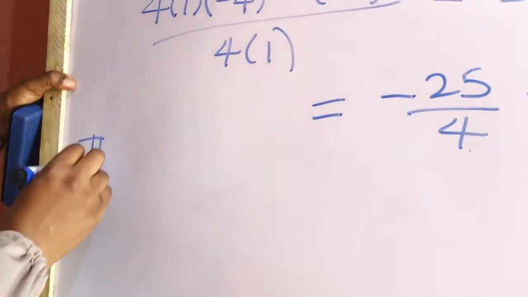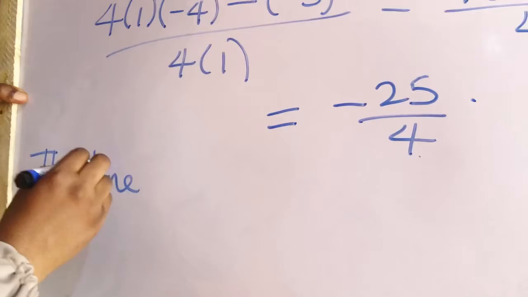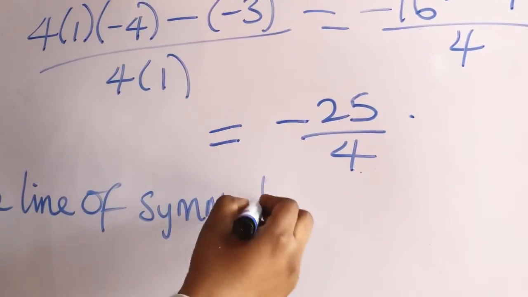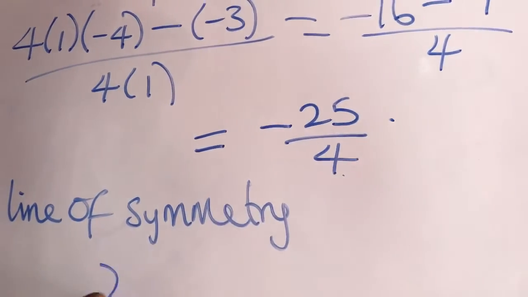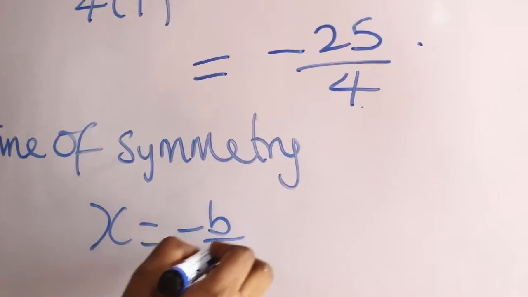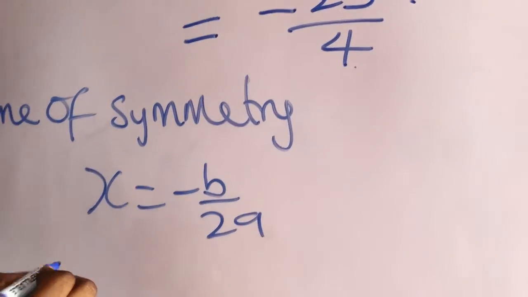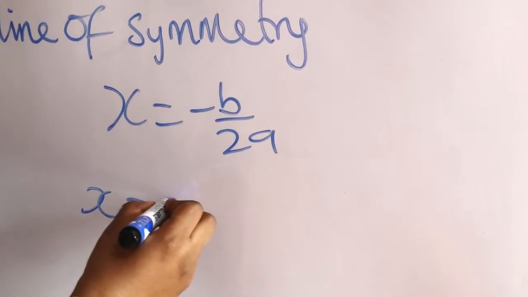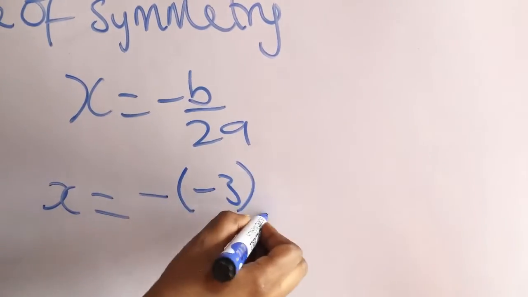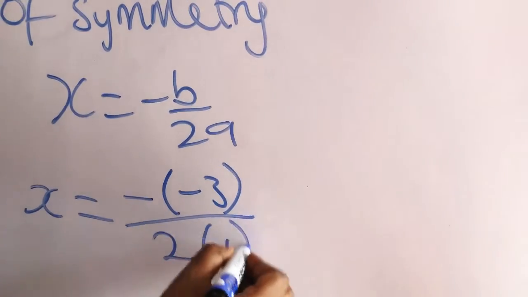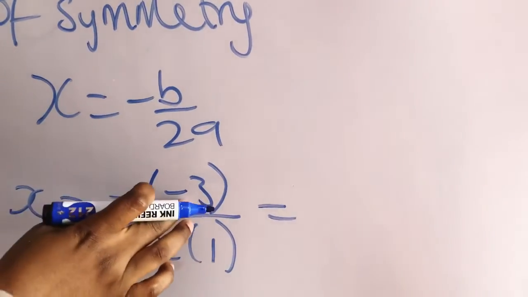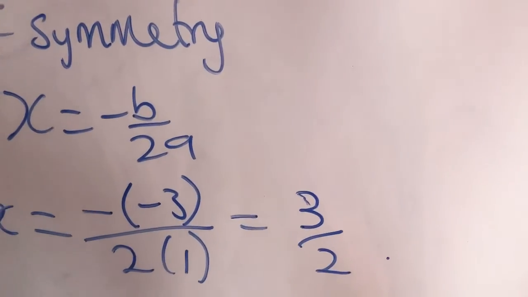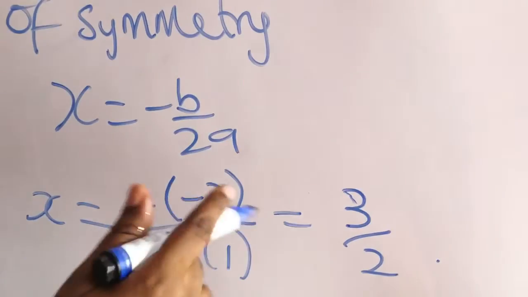So the line of symmetry will be x is equal to minus b over 2a. So x is equal to minus b, which is minus 3. So minus multiplied by minus 3 over 2 multiplied by 1, a is 1. So minus multiplied by minus 3 is equal to 3 over 2. So the line of symmetry of this function is 3 over 2.